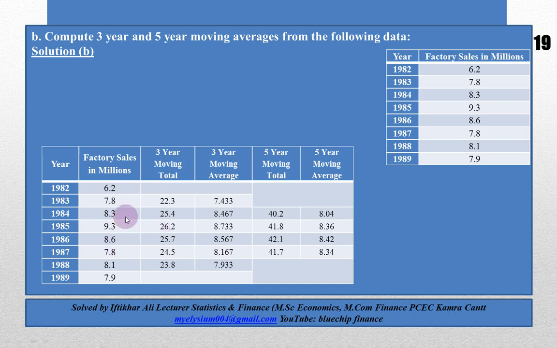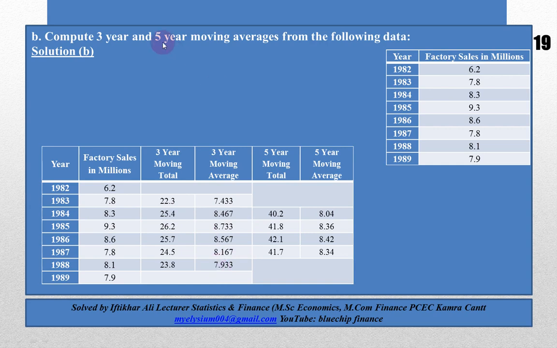Now leave another value and similarly add up all the values, and here are the totals. After that take the average of these totals. As you know, here are the totals of 3 values. So 22.3 divided by 3 equals 7.433, 25.4 divided by 3 is 8.467, and so on, and it is the 3-year moving average.